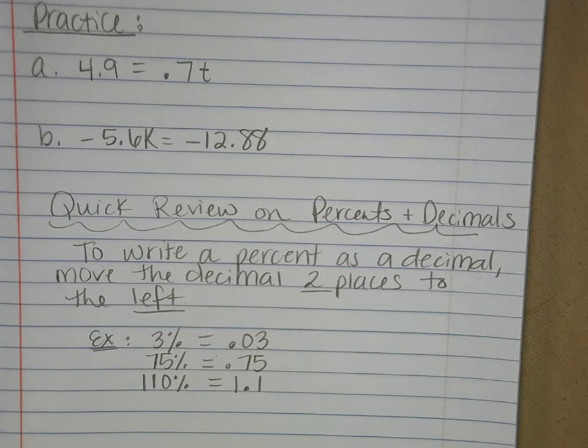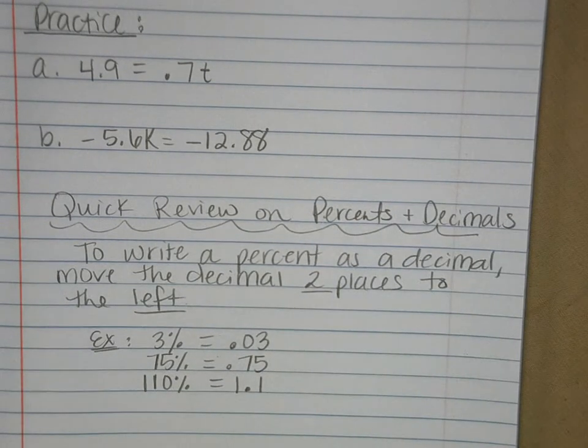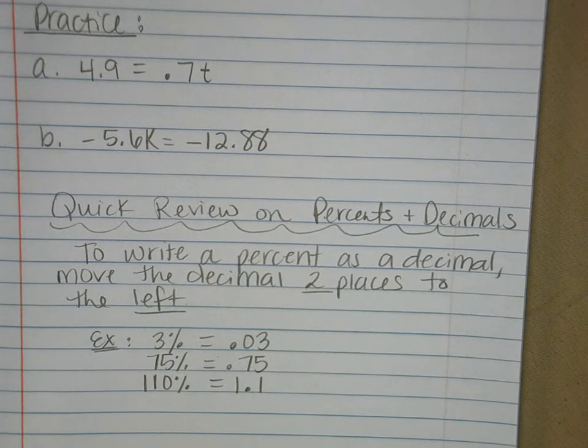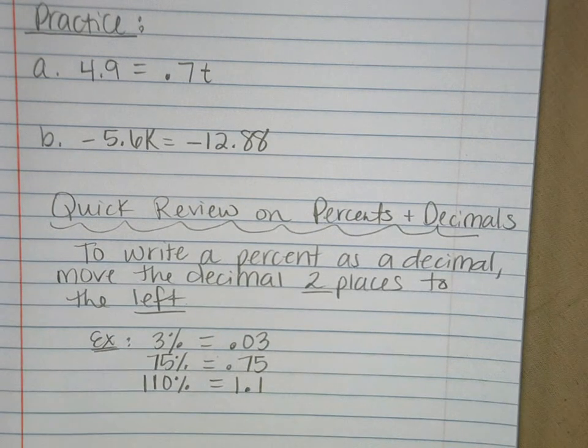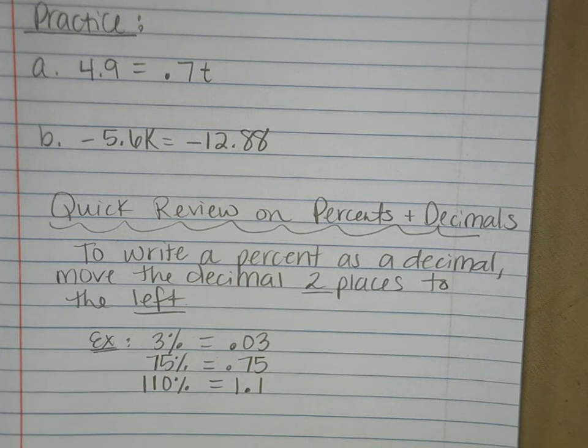And then quick review of percents and decimals. To write a percent as a decimal, you have to move the decimal 2 places to the left. Do you remember this? Yeah. So like 3% is 0.03, 75% is 0.75, 110% is 1.1. This will come up in word problems where it'll say something like 75% of football players get concussions. Totally unrealistic, right? Okay. It'll say something like that. How many of this is that? And you have to figure out, oh, I need to use a decimal to do this.